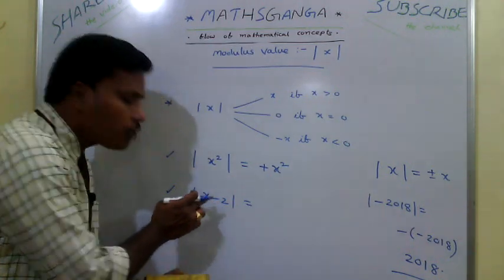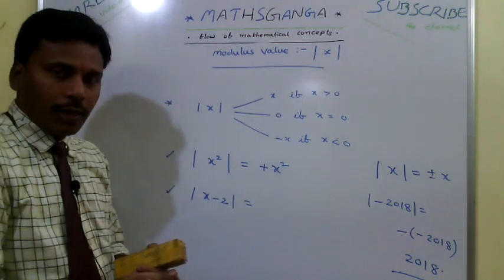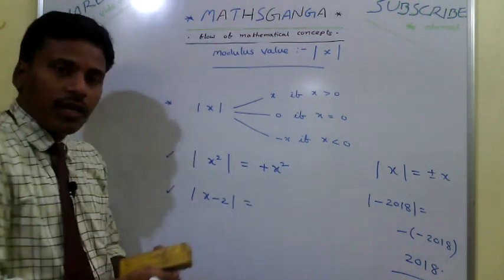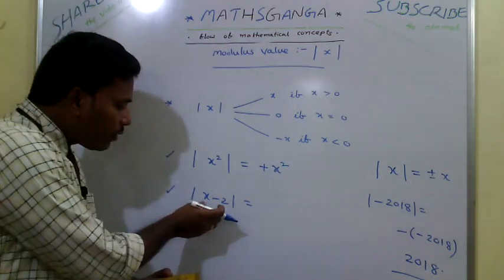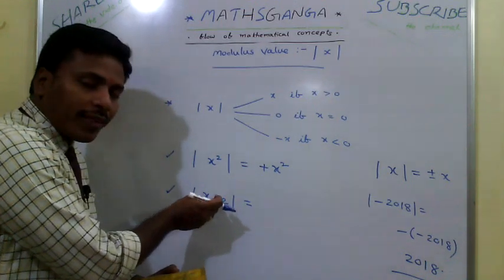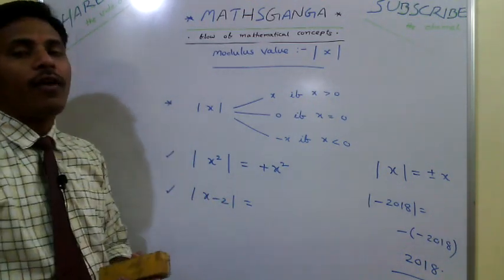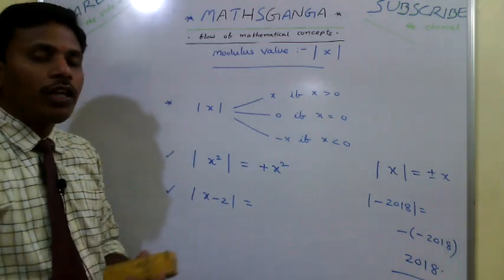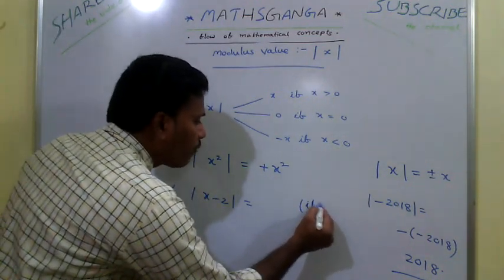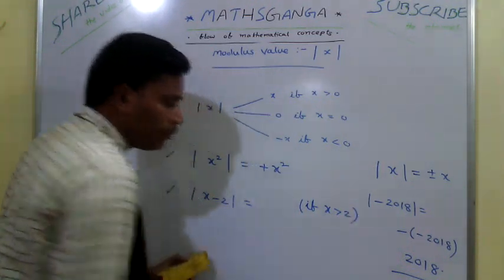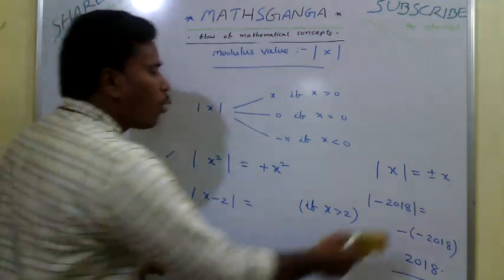If this x minus 2 is positive, we need to multiply with the plus sign. If this x minus 2 is negative, we need to multiply with the minus sign. So without knowing whether it is positive or negative, we don't have the exact value of modulus, so we need to take two cases. First, suppose they mention that x is greater than 2. If x is greater than 2, what will happen?